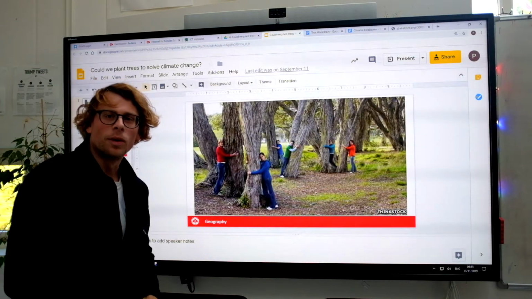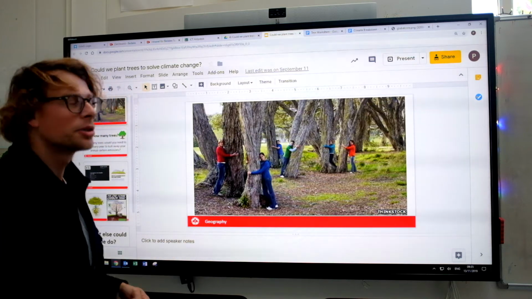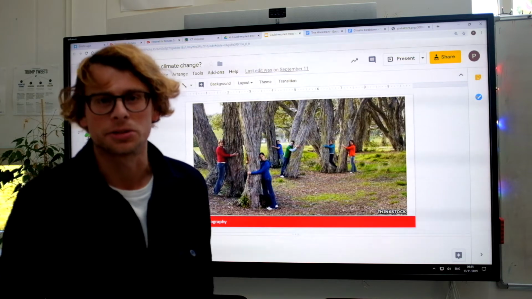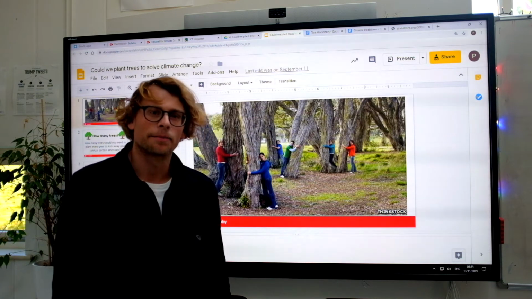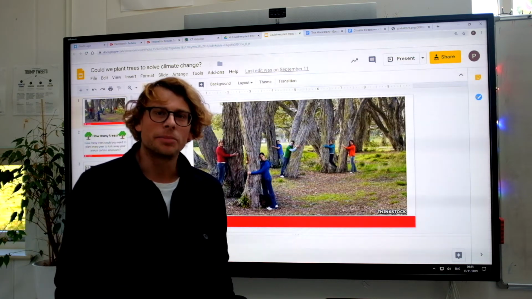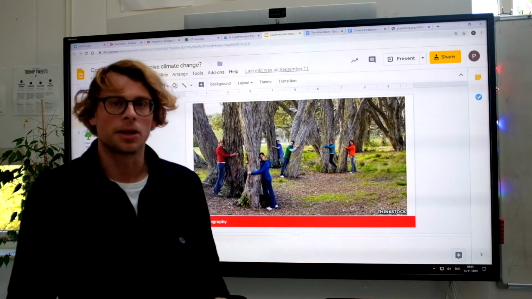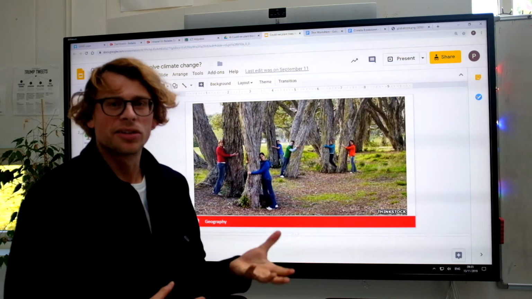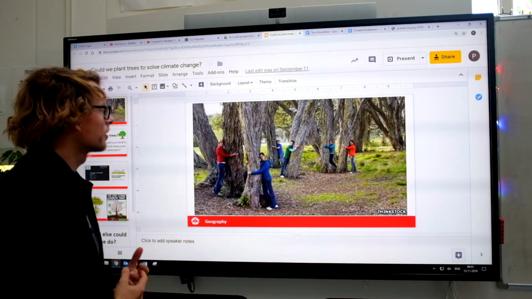Lesson 4 asks the question, could we plant trees to solve the climate change or the climate crisis? Again, it's been something bandied around in the media that actually maybe we just need to plant more trees. So the purpose of this lesson is to try and unearth the science and the fact in that question.